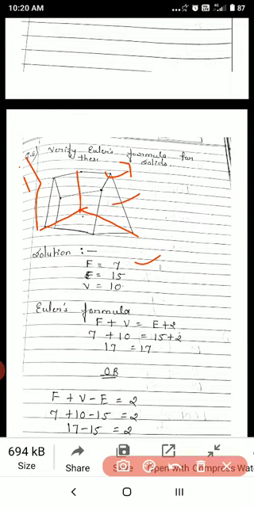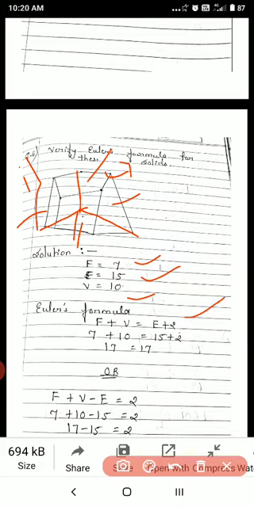Now see how many faces are there. First face, then second face, third face, fourth face, fifth, sixth, and then the bottom one makes 7. There will be 7 faces. Edges are 15 and vertices are 10. Now use Euler's formula. There is your Euler's formula: F plus V equals E plus 2.